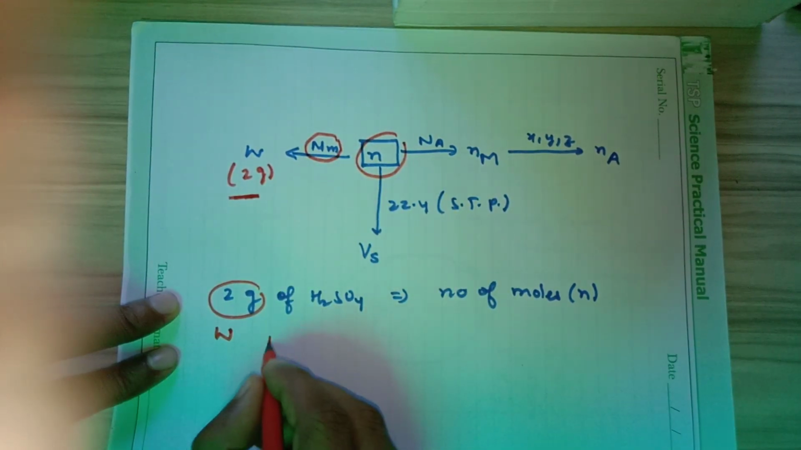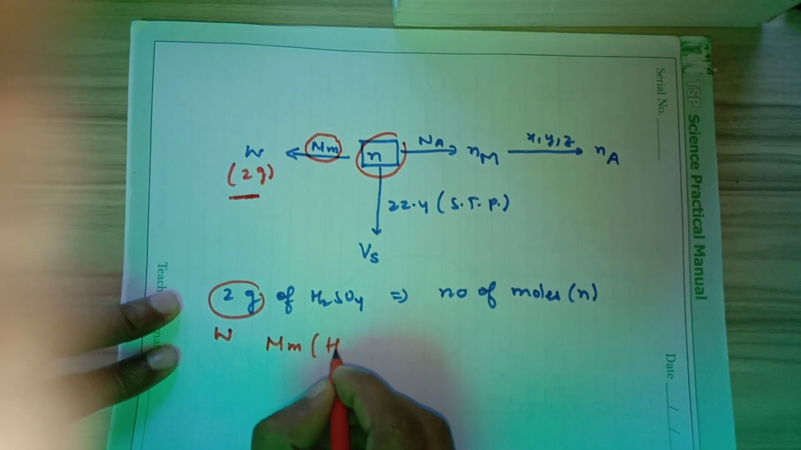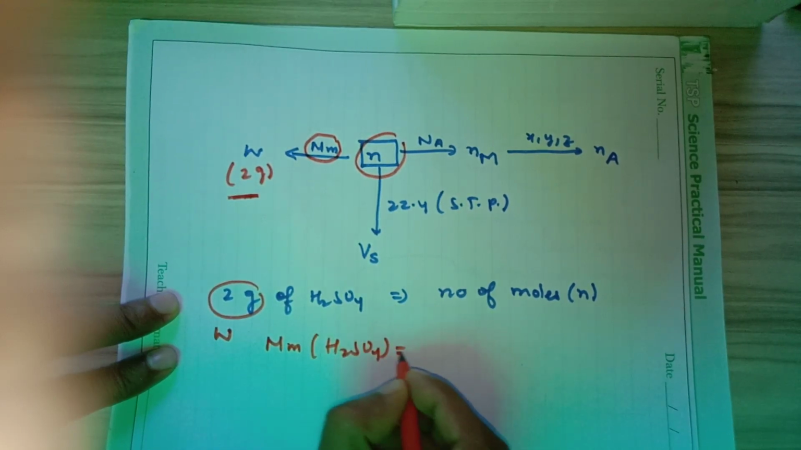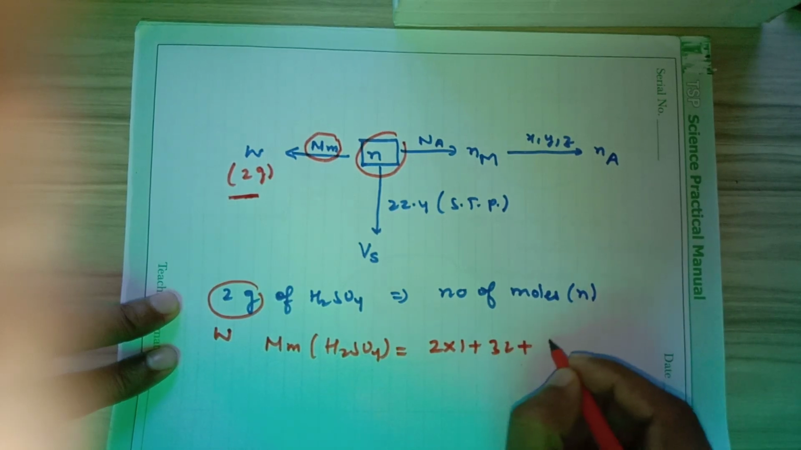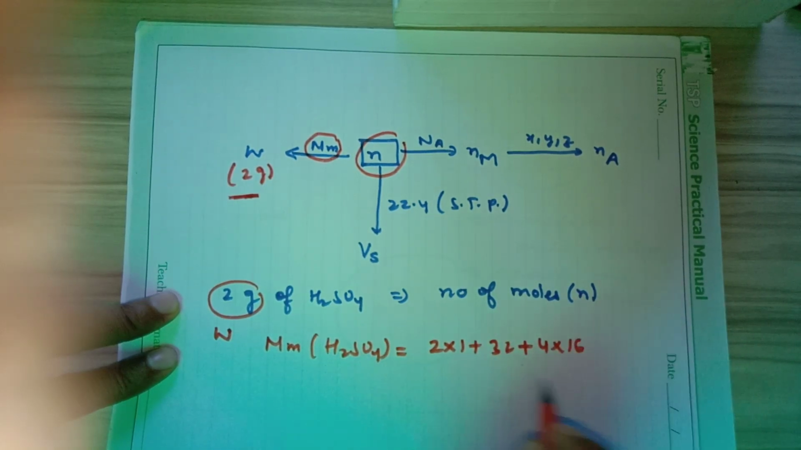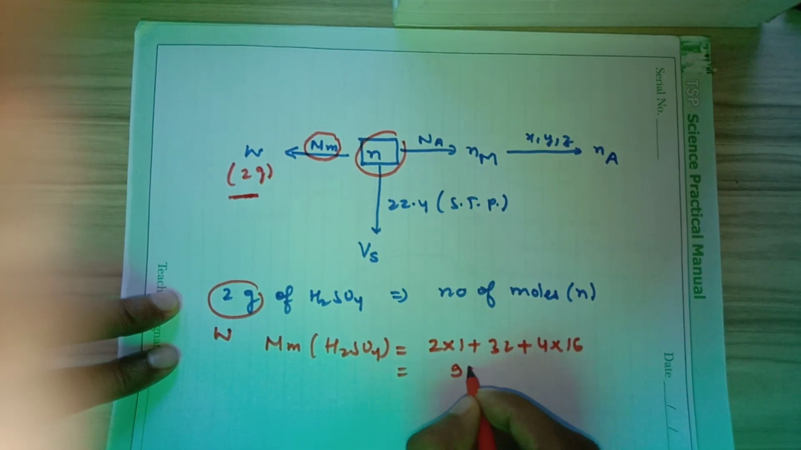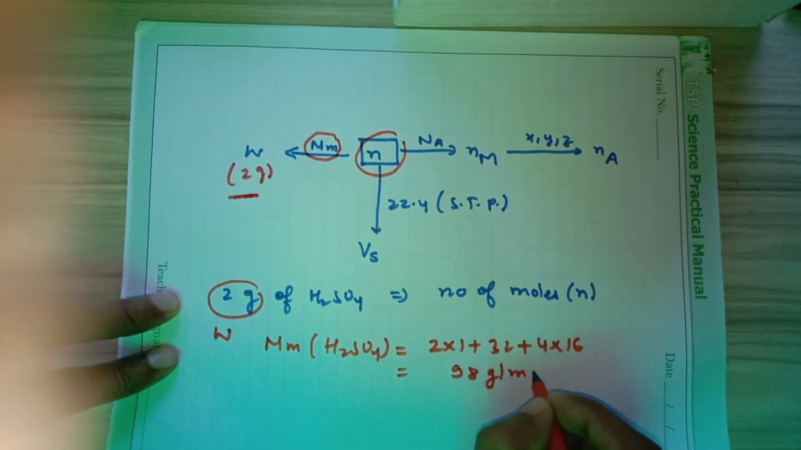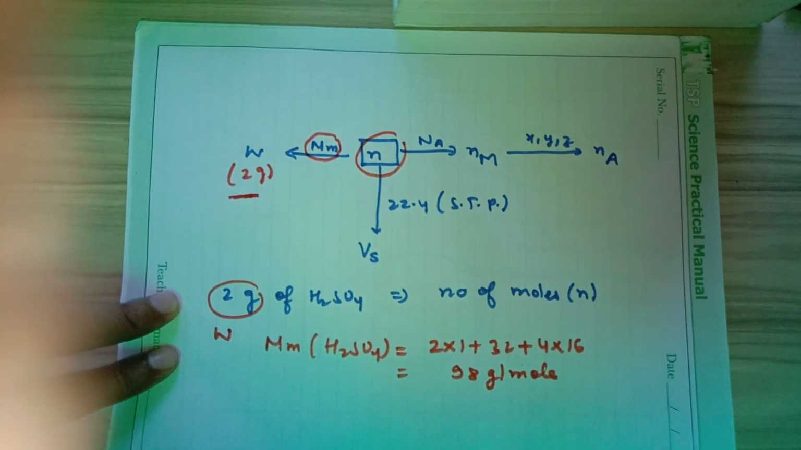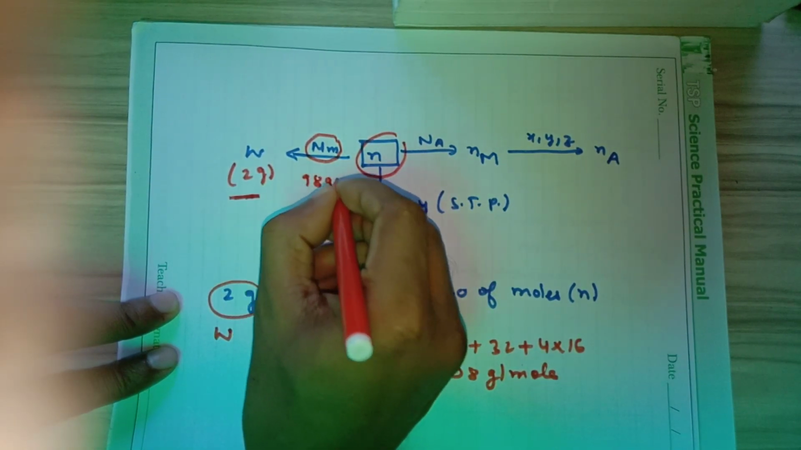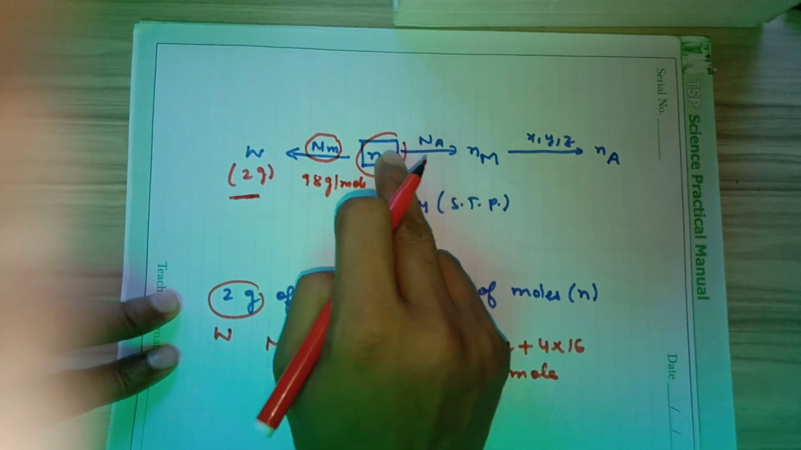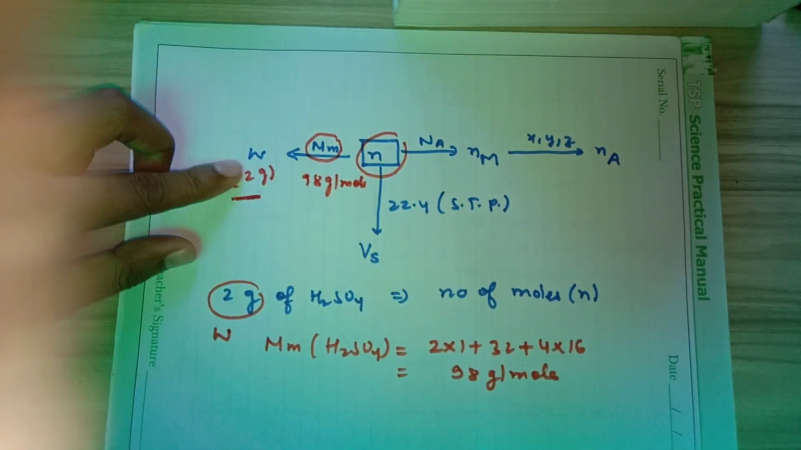So first we have to find the molar mass of H2SO4. It will be hydrogen is 2 into 1, sulfur is 32, oxygen is 4 into 16, its atomic mass is 16, so overall it will be 98 gram per mole. Now we know molar mass is 98 gram per mole. Now we have to find n and 2 gram is given.